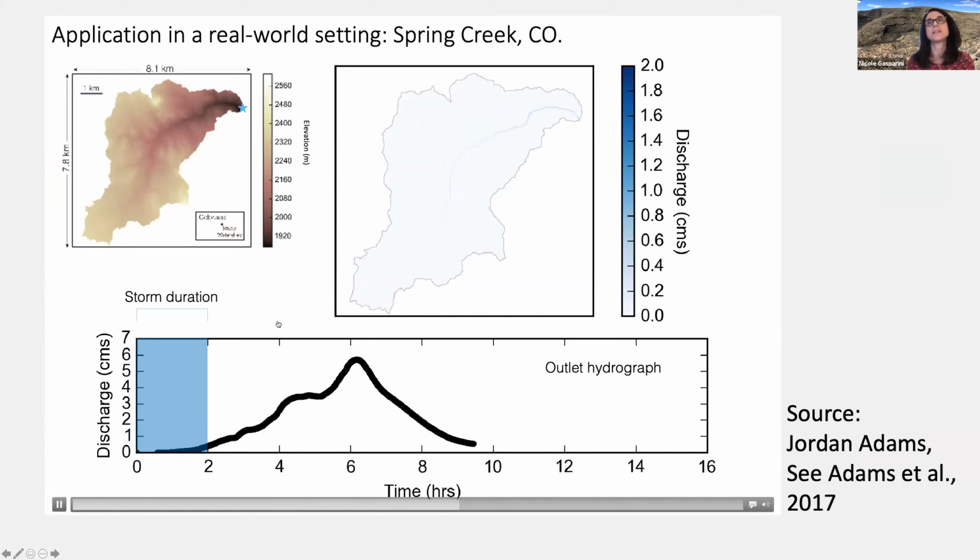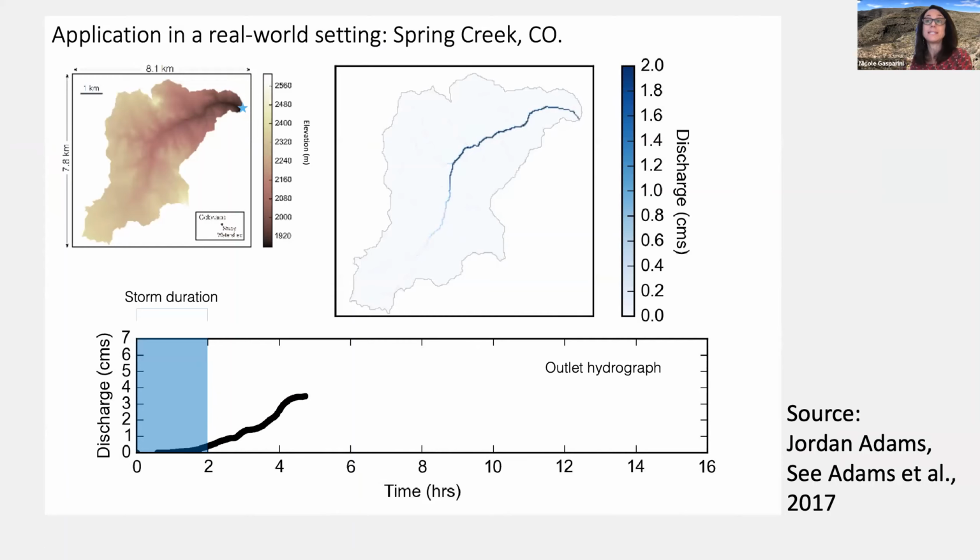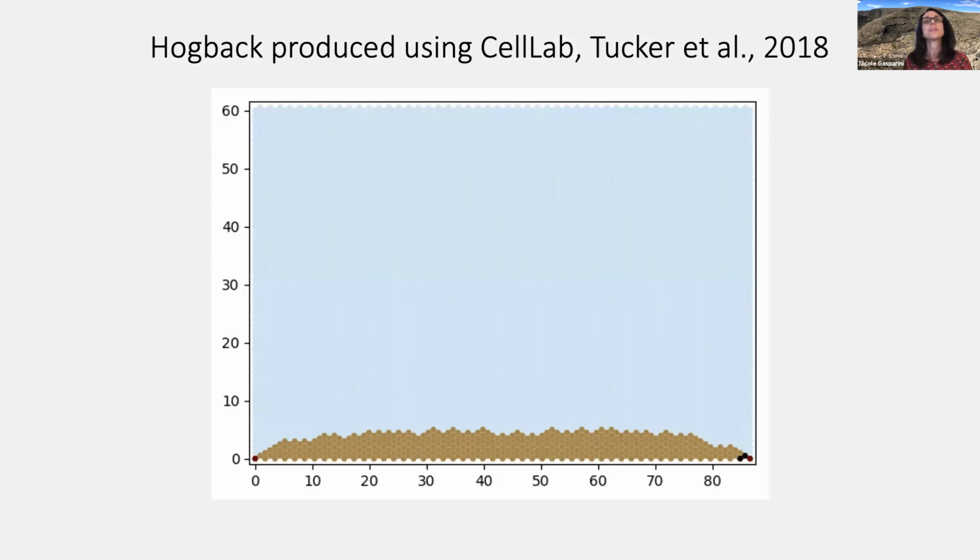And this is actually not something that landscape evolution models typically do. They do not route flood hydrographs, they route steady state flow. So there is not a change in discharge through time when you assume steady state flow. So this was something that we have in Landlab now.